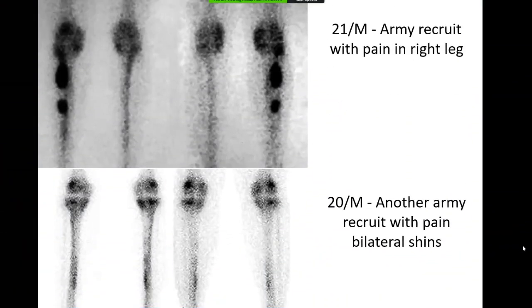Bone scans, both of the lower limbs, and both patients are army recruits, and they have pain in the shin, one only on the right side, one with bilateral shin pain. Okay, sir. The first image is of a 21-year-old male, showing at least two areas of increased radiotracer uptake that are of intense degree on the right tibial shaft.